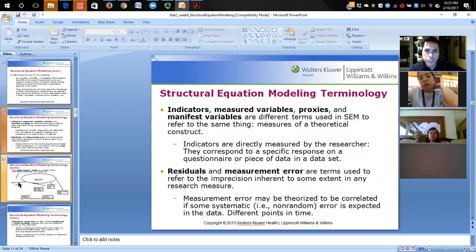So in structural equation modeling, these are the different terminology. I will send this to you by email so you can review what are indicators, what are measured variables, what are proxies, and what we call manifest variables. These are different names or terms that refer to the same thing. It's the theoretical construct. And then the residuals and measurement errors are the terms used to refer to the imprecision that's inherent to some extent in any instrument that you use.